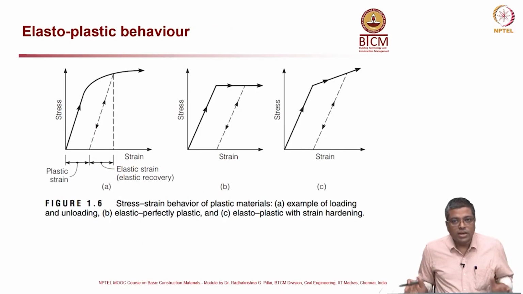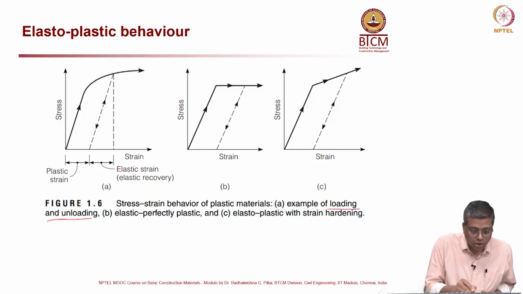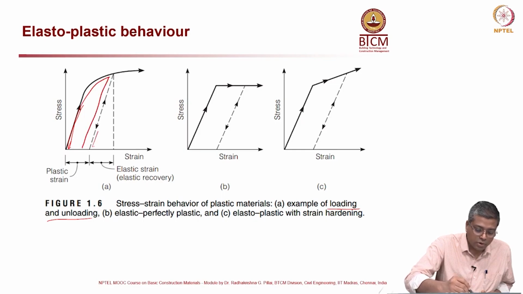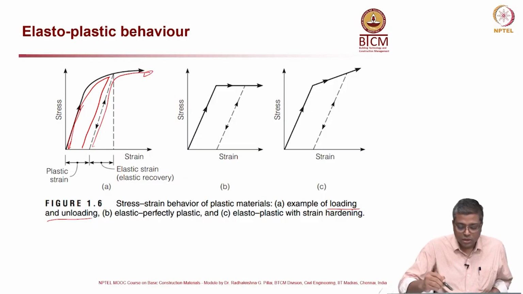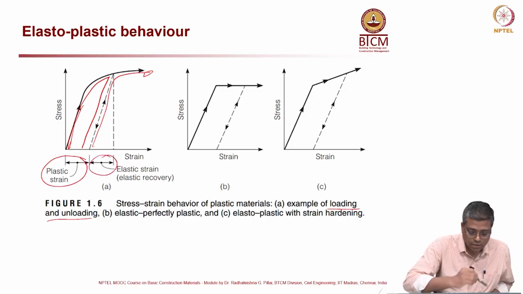Now, there are different types of elastoplastic behavior. You can see here in the first one, this is typically for steel or any alloy, it will look something like this, with an example of loading and unloading. The graph goes like this, and then it comes back, and then if you load it again, it follows like this. So, here you have plastic strain and then elastic strain.